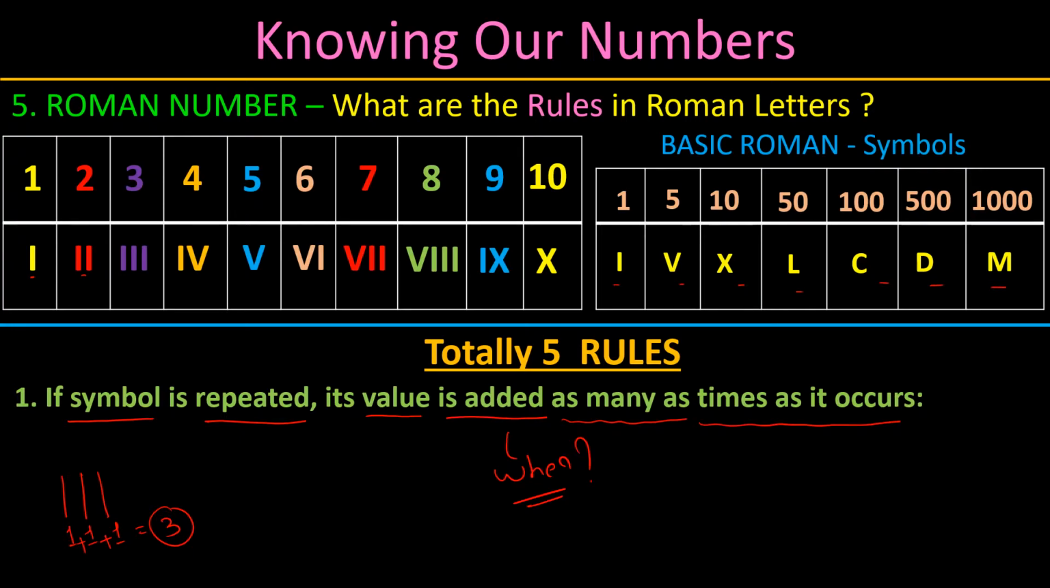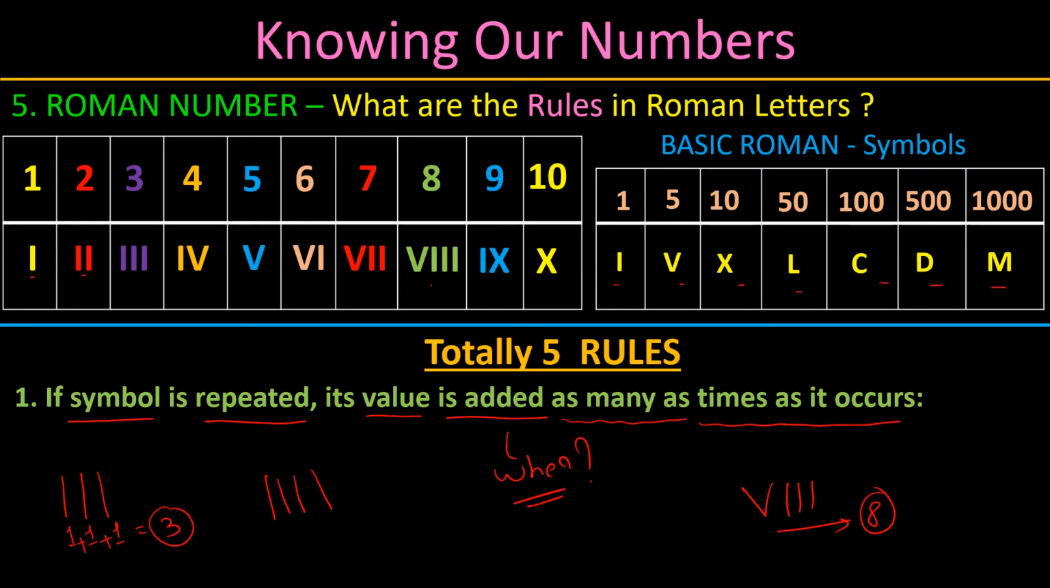As many times as it occurs means 1, 2, 3, 4. Does it make 4? But we need to wait and see. Can we write like this? The question comes: the rule only tells that the symbol is repeated and its value is added as many times as it occurs. You see here this is 5, after that 1, 2, 3, everything is added here, so 8 becomes 8.